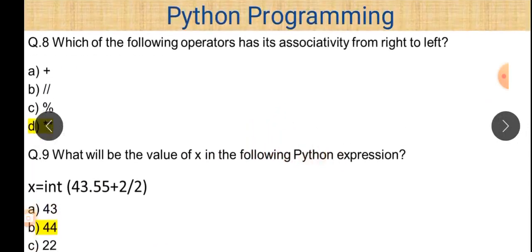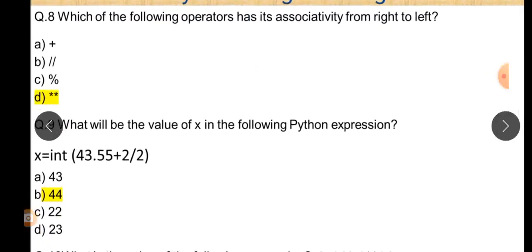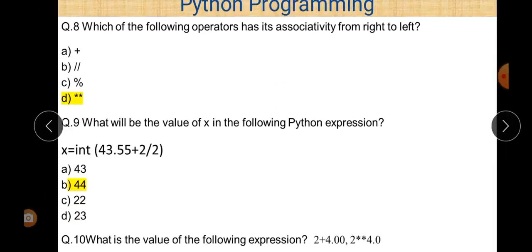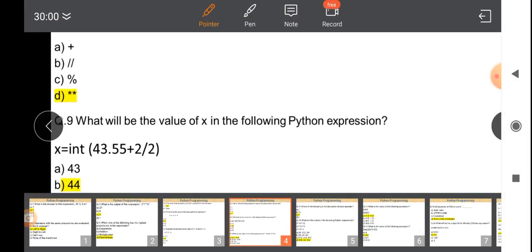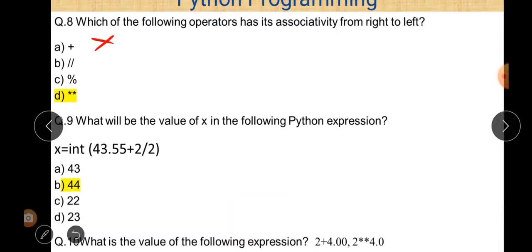Which one of the following operators has associativity from right to left? As we know, 4 options are there. These are the 4 options as you can see on screen. First is plus. Plus has associativity from left to right, so it is not our answer. Floor division is also not the correct answer. Its associativity is from left to right. Then modular division, it is also incorrect.